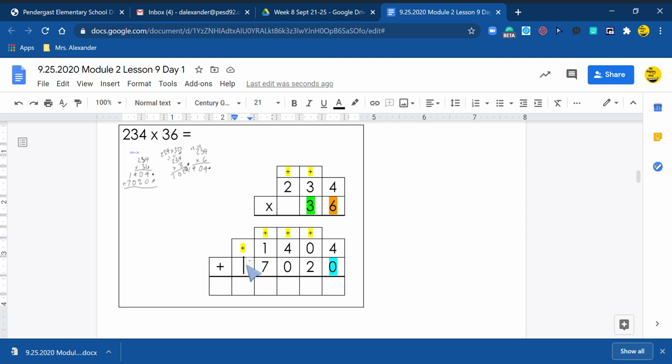You needed it. So now I'm going to add 4 plus 0, 2 plus 0. Oh, it's not 3, you guys, it's 2. 4 plus 0, and then 7 plus 1. So 234 times 36 is 8,424. I think you guys have got this. You're doing a really great job.